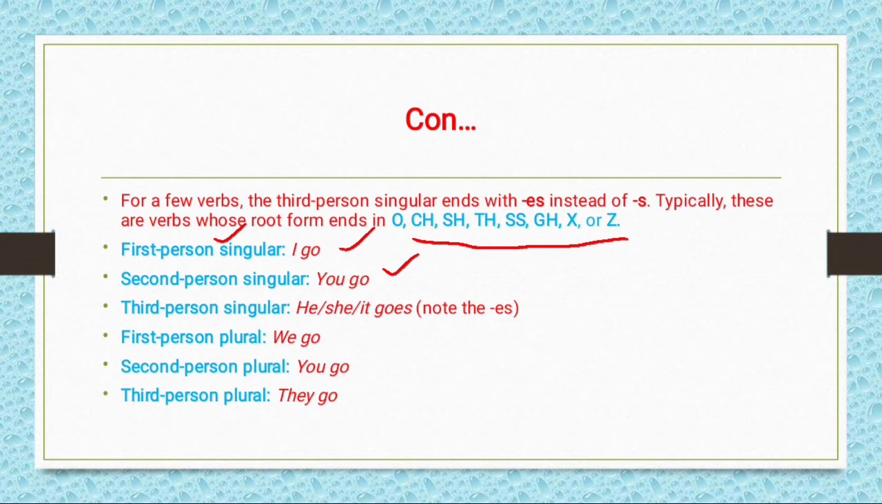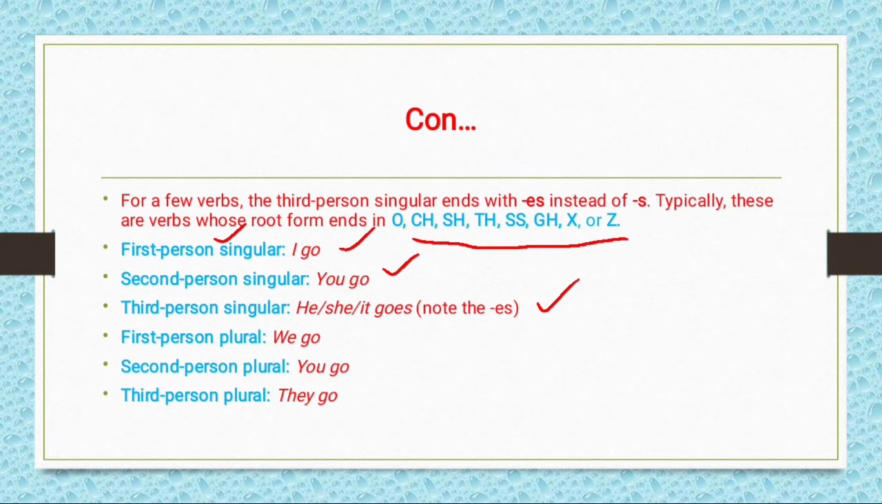Third person singular, he goes, she goes, it goes. Here we have used es. Why have we used es with he, she, it, and singular names? Because he, she, it are third persons. They are third persons. That is why we have used es.